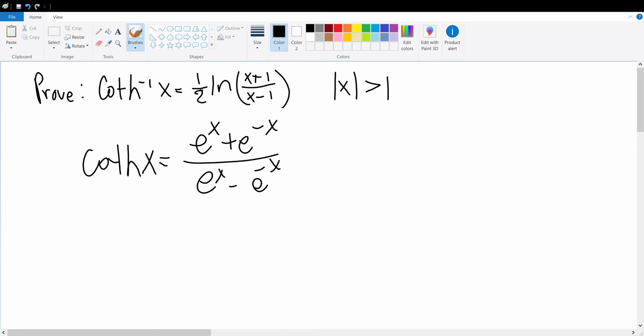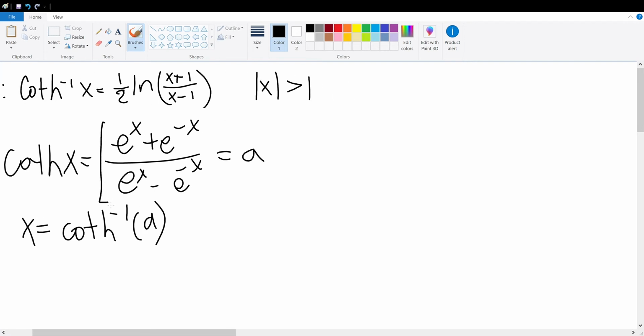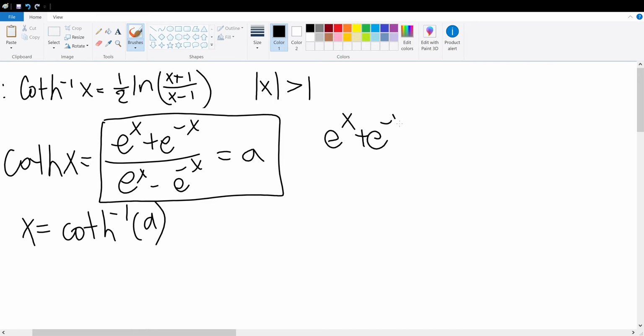We're going to assume this outcome to be equal to a, which by definition we can then find x as the arc hyperbolic cotangent of a. And now we're going to be analyzing this equation. That is (e to the x plus e to the negative x) divided by (e to the x minus e to the negative x) is equal to a.